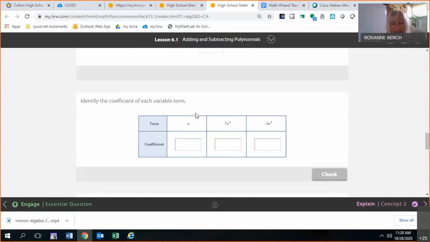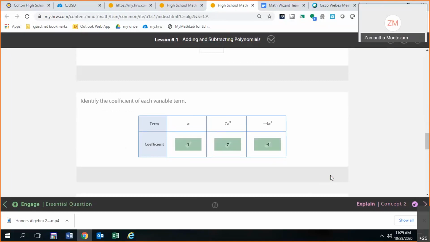Okay, what's the coefficient of x? Would it be 1? Looks like it. What's the coefficient of this one? 7. What's the coefficient of this guy? Somebody different. 4x minus 10. Is that what you said? Yeah, negative 4. Negative 4. Okay. You're correct. Good job.